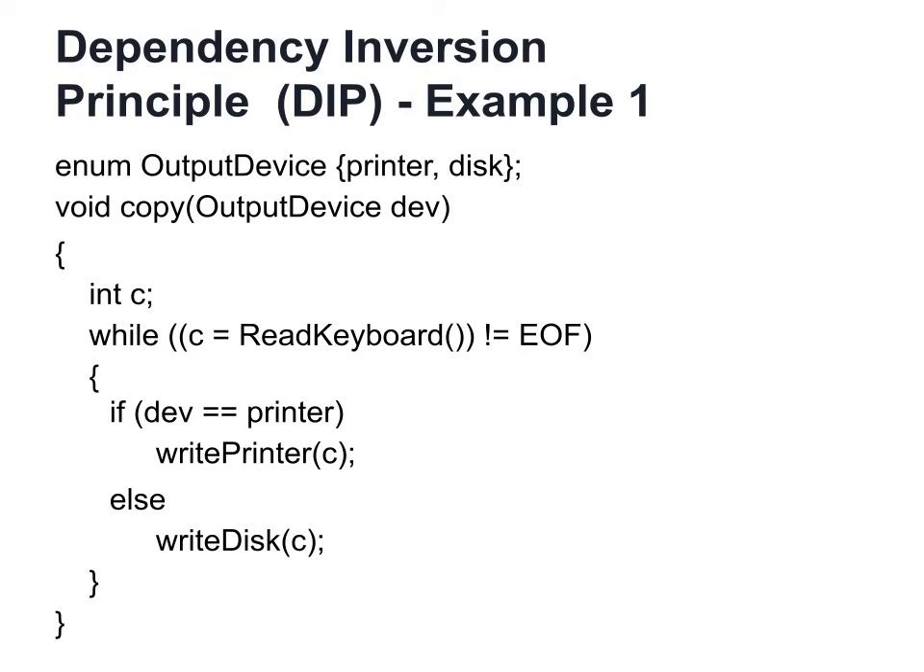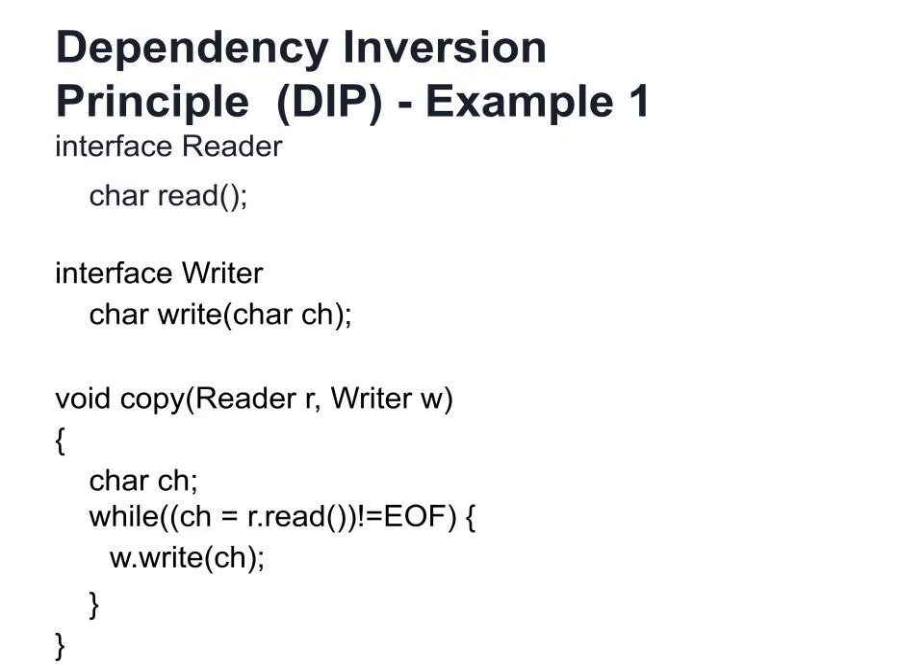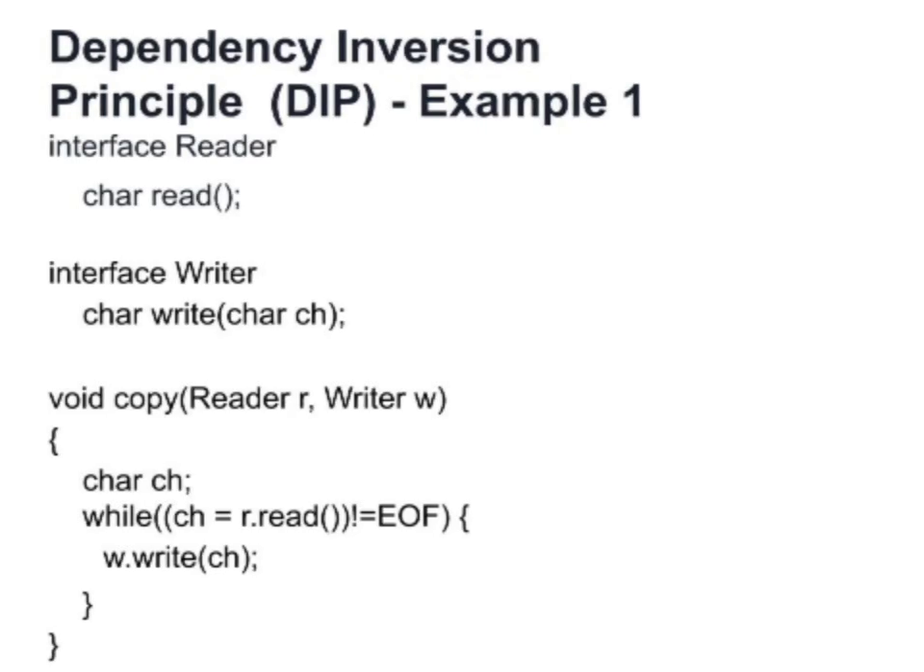The problem is that as the number of output devices increases, this copy method needs to keep changing. A better implementation would be to create a simple interface like a reader and an interface writer, and the copy method can copy from any reader to any writer, so the copy method does not change. When you have a new writer or a new reader, this is a good example of the dependency inversion principle.